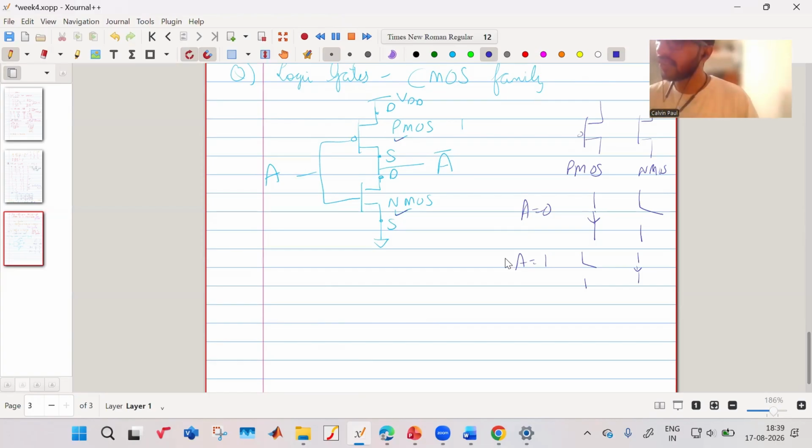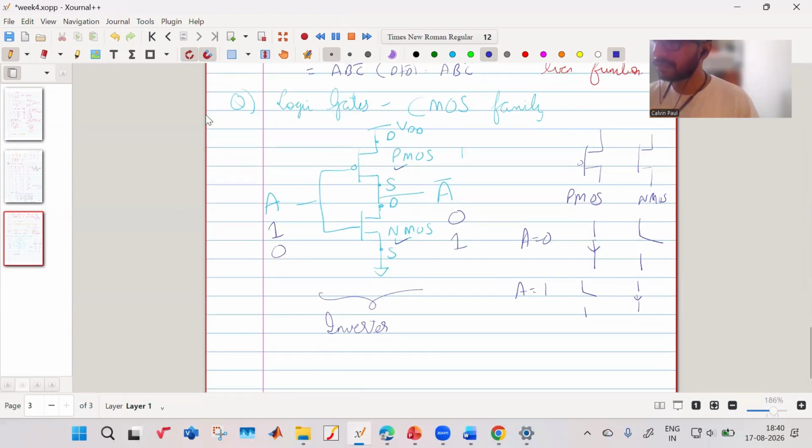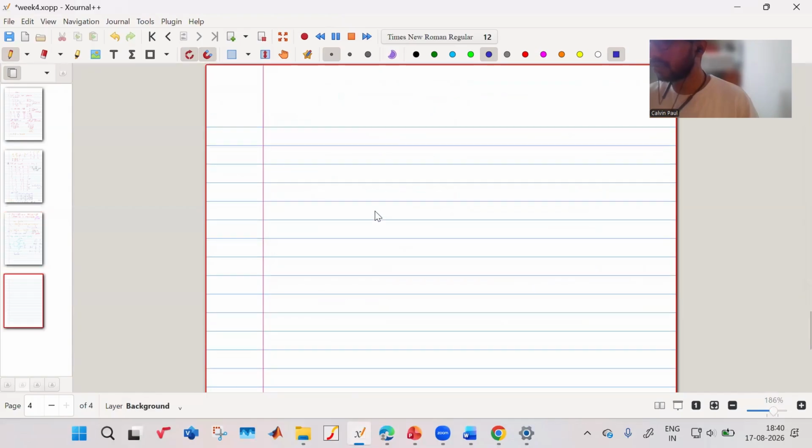Okay, so now we want to use this CMOS transistor and make a circuit, make a NAND gate or NOR gate or whatever. So this part of the circuit is known as an inverter, right? That is, if your A is 1, your output A bar is 0. If your A is 0, your output A bar is 1, right? So that's why this is known as an inverter. Now let us try a NAND gate or a NOR gate.